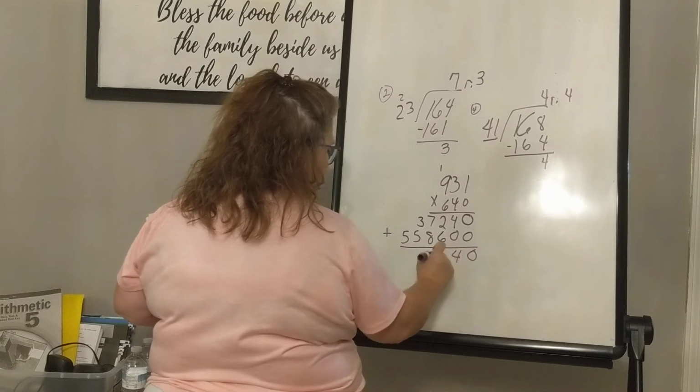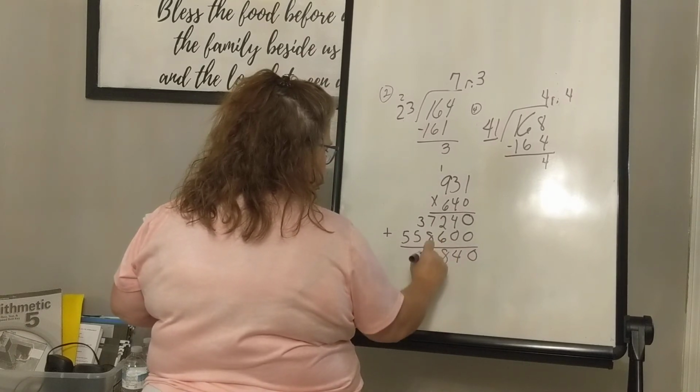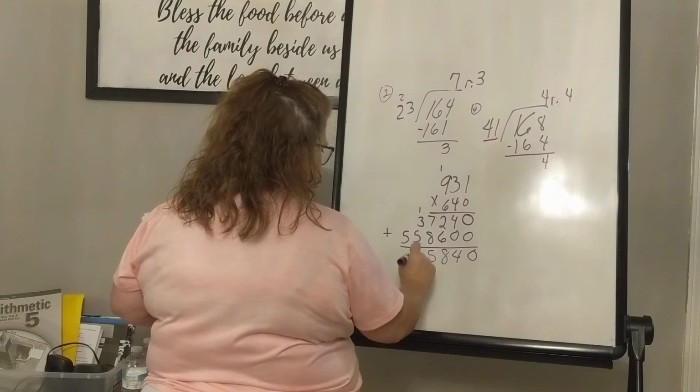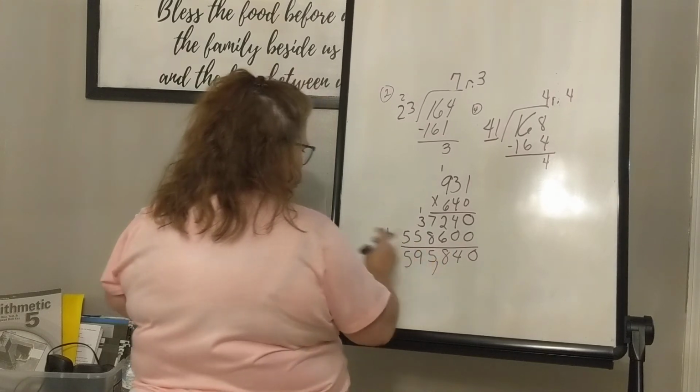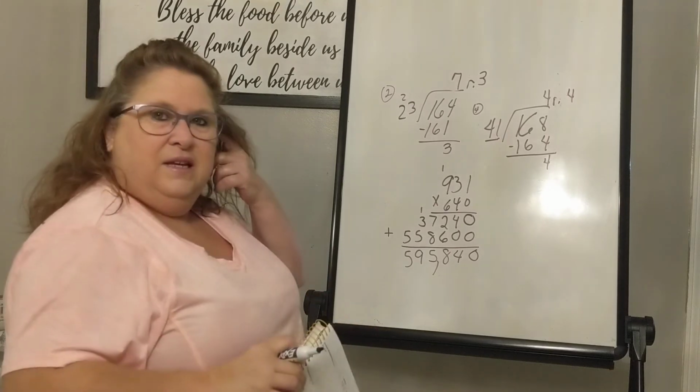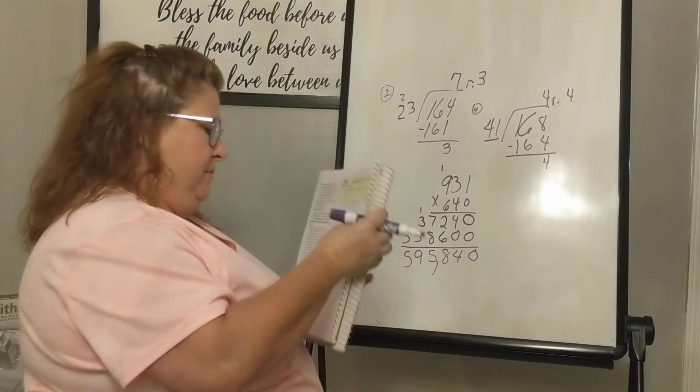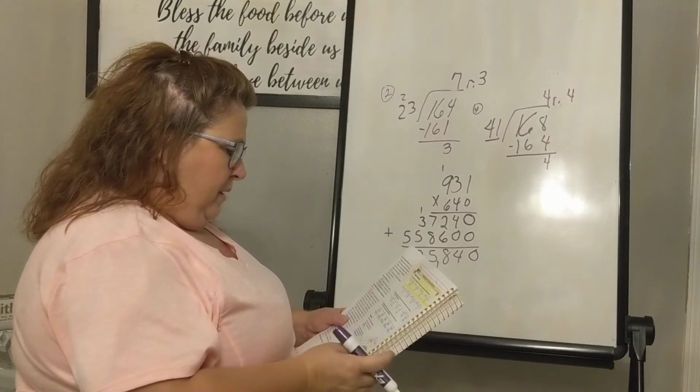0, 4, 8, 7 and 8 is 15. 8 and 9 are 5. We count over 3 places. So it's 595,840. All right, story problem.